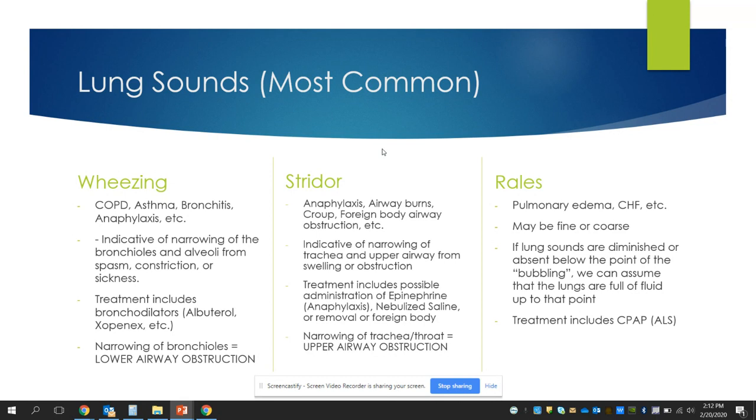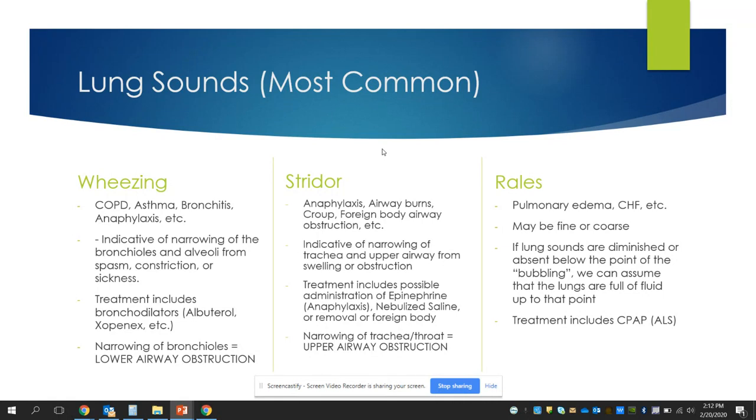All right, so we're going to get ready to talk about the difference between upper and lower airway obstruction. Remember, in the human body, we said anything above the trachea is considered upper airway. So from the trachea down, this would be a lower airway obstruction. The other sound we're going to hear for a lower airway obstruction might be rales. All right, so that would be indicative of pulmonary edema or congestive heart failure.